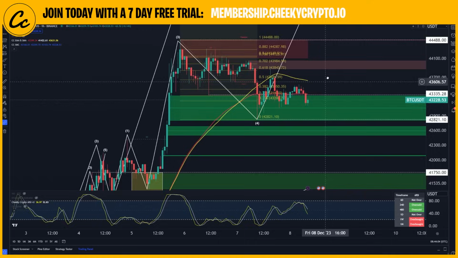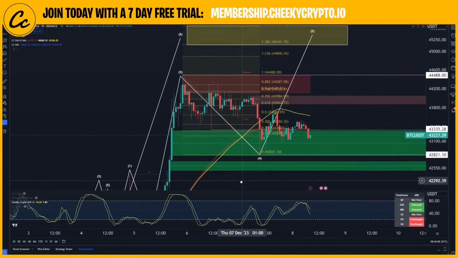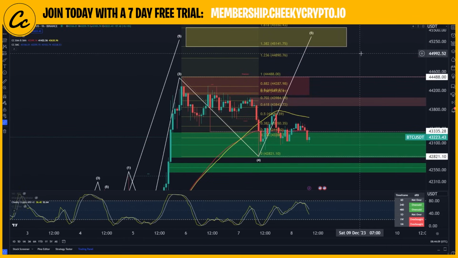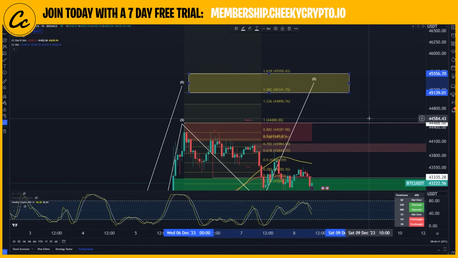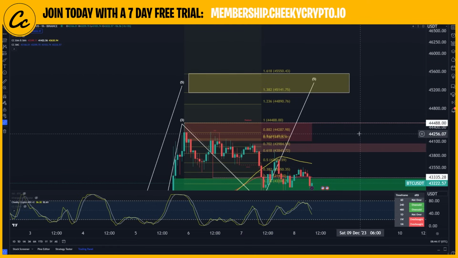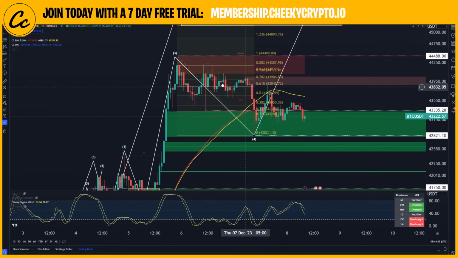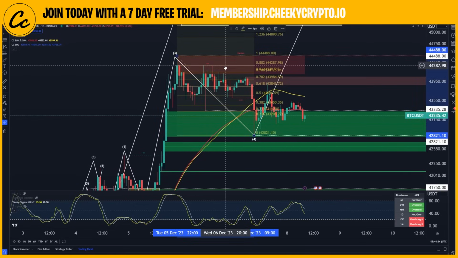This fifth wave movement has an overextension in the fifth wave. That's kind of what we've been tracking here, with our target range being up here at $45,141 to $45,550.